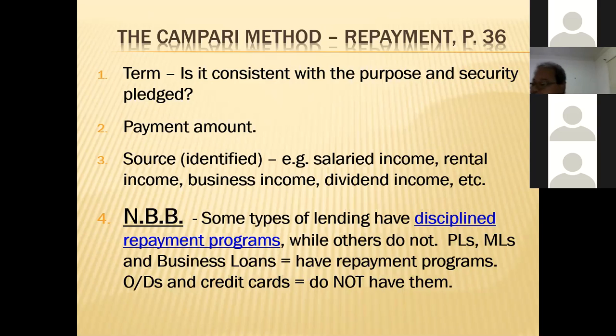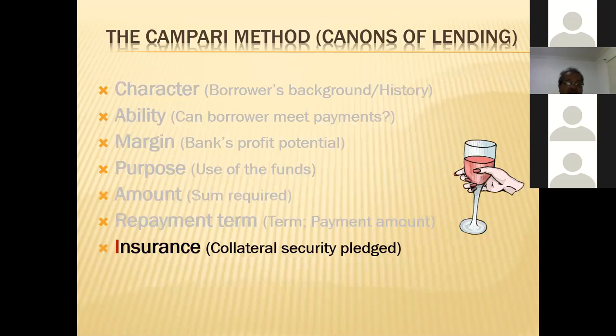Alrighty. Any questions on that? No, sir. So let's get to I, insurance, which is our collateral security pledged.